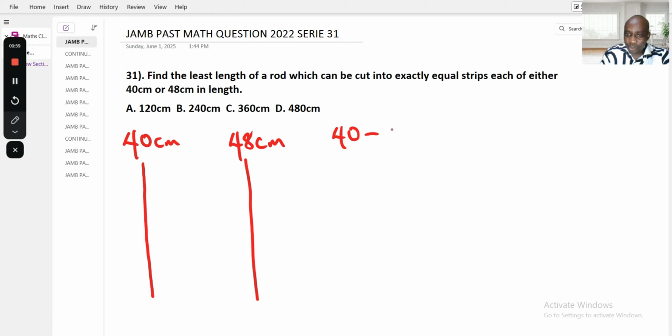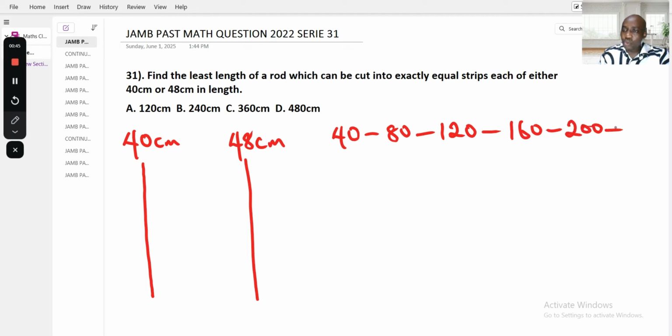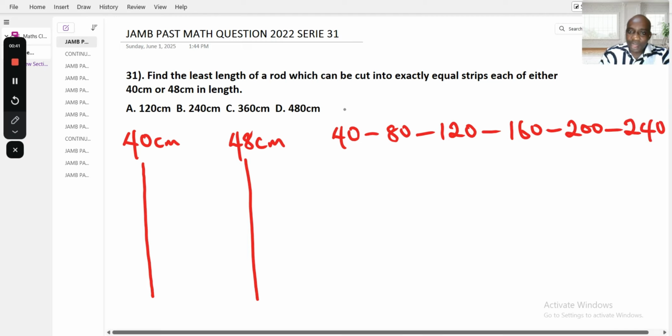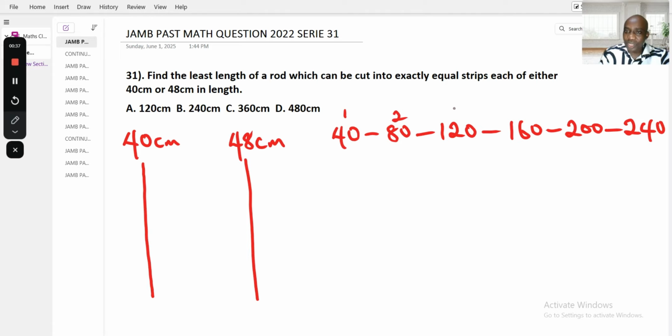40 plus 40 is 80. 80 plus 40 gives me 120. 120 plus 40 gives me 160. 160 plus 40 gives me 200. 200 plus 40 gives me 240. Now this is 1, this is 2 rod. If you cut it into 40, this one is 3, this one is 4, this one is 5, this one is 6.